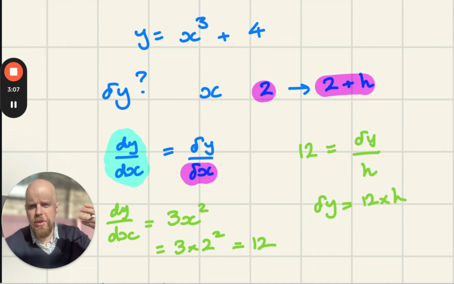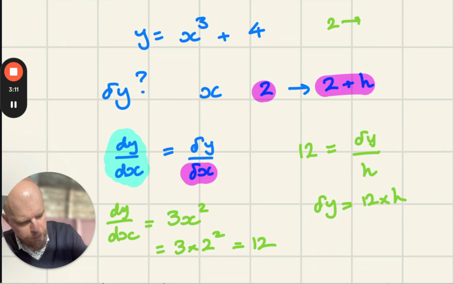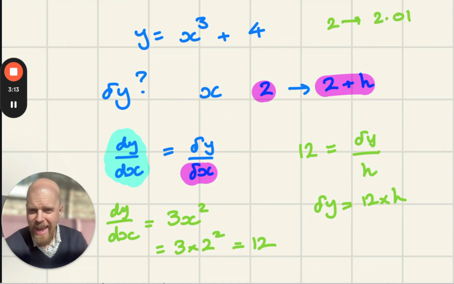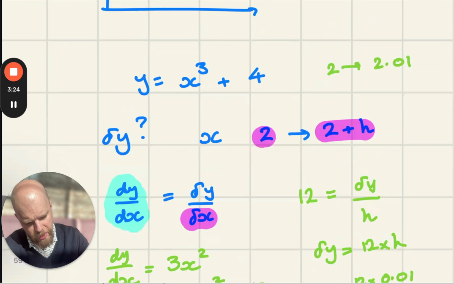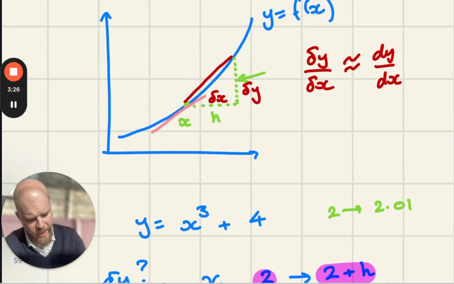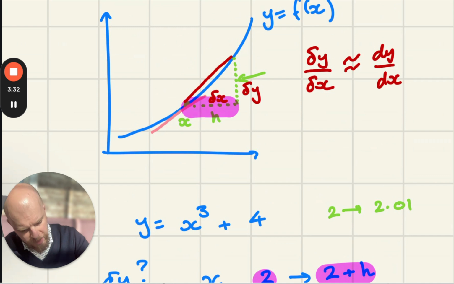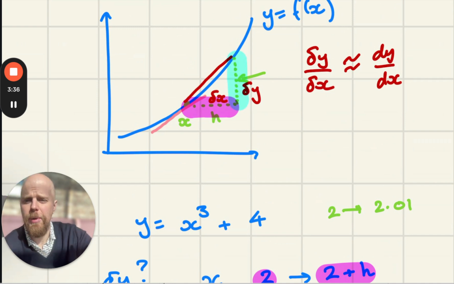Now if the question wasn't 2 to 2 plus h, but was, let's say, 2 to 2.01, well then h is just 0.01, so you can just sub h equals 0.01 in, 12 times 0.01, which would be 0.12. And what that means, coming back to the question, is, let's say this was the function x cubed plus 4. If the change in x is 0.01, the change in y, which is this in blue, would be the corresponding 0.12.